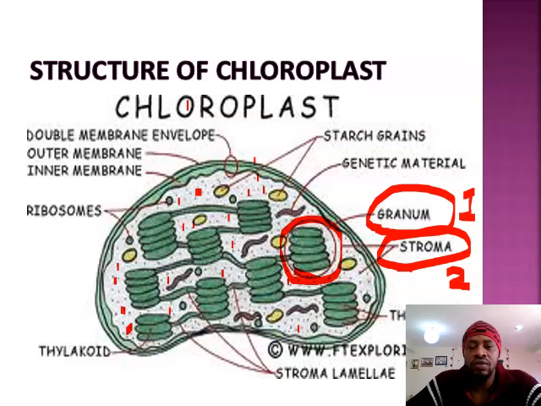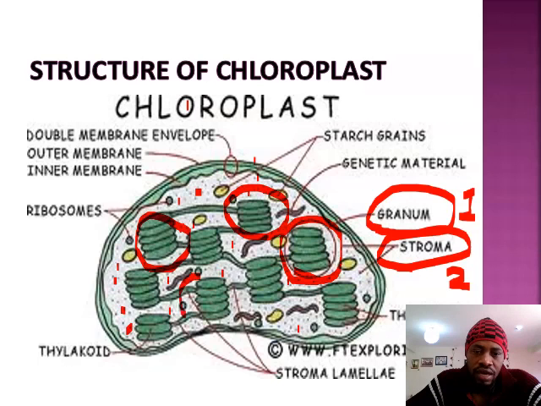Again, I'll tell you later why I'm calling it region number 1. So, there are many of such bundles, another granum, and another granum. If we look at this, I've already circled 4 granum. There are much more than that. One is called a granum. Plural is called grana. Grana.